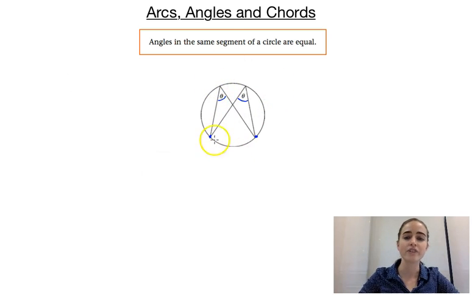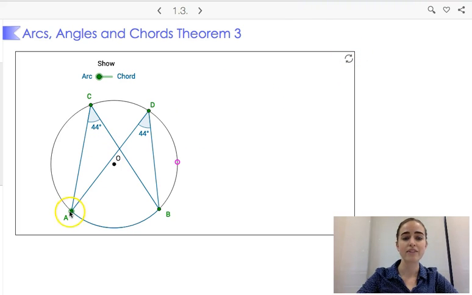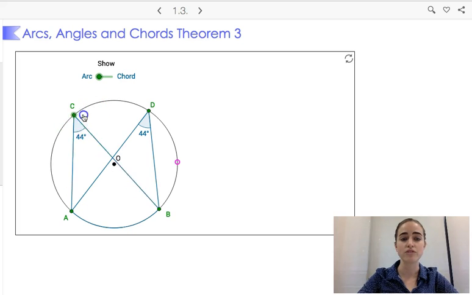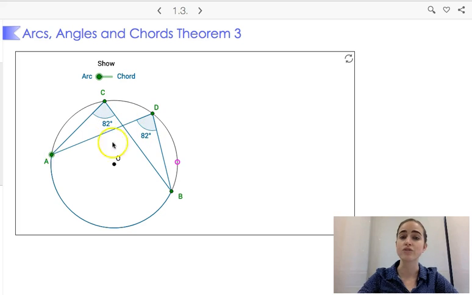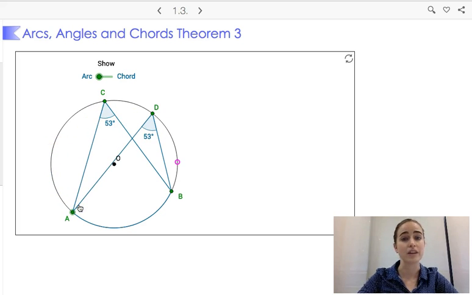For this one, it's often handy to look for that bow tie shape. If we have a look at some examples of that, we've got both of our angles standing on this same arc, or in the same segment between A and B. And we can see that they both form an angle of 44 degrees. We can move those around and they're always going to stay at 44 degrees. If we move A and B, it doesn't matter where we move them, those two angles are going to be equal in size.